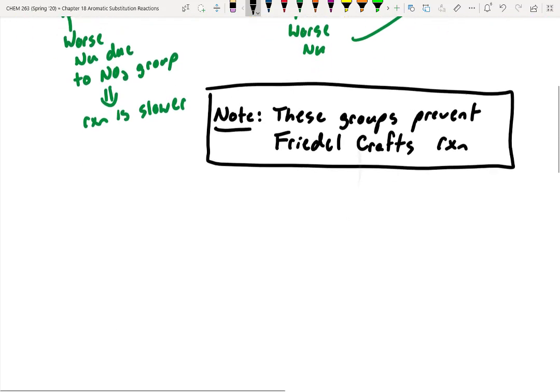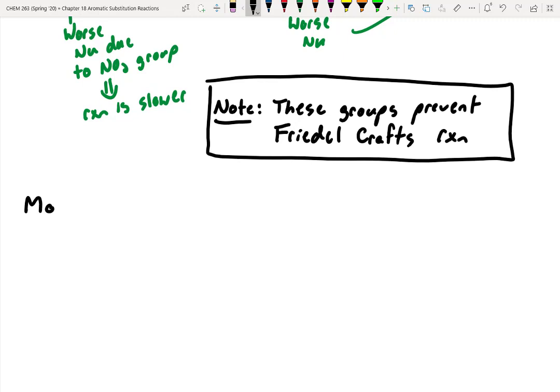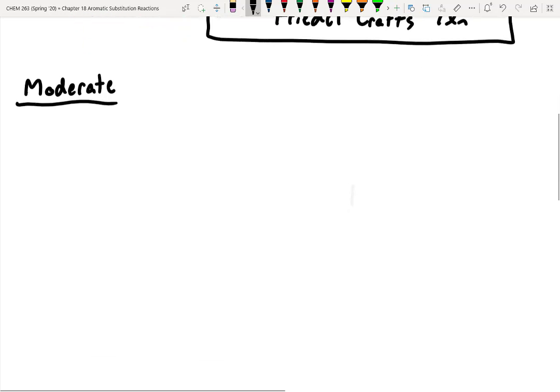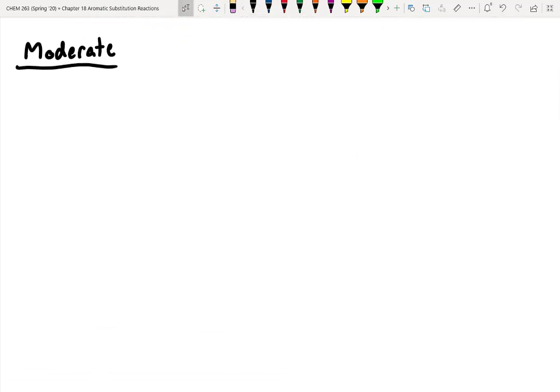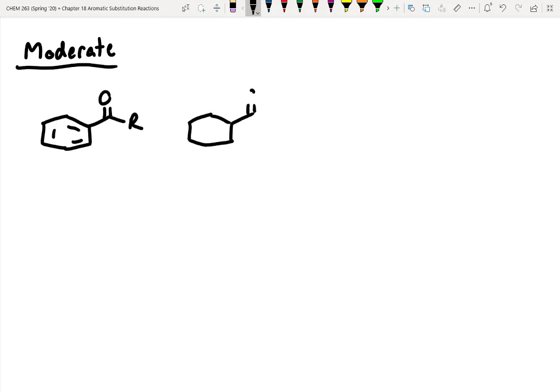All right, so now let's go look at the moderate deactivators. These ones, yeah, they're still going to be slow, but not nearly as slow as the ones we saw before. And there's a variety of moderate deactivators. They all tend to follow a similar trend, so let me first write them down. The first one we're going to look at is an aromatic ketone. It could be a methyl ketone, ethyl ketone, doesn't matter. Next one is something that has an aldehyde. So in this case, I'm drawing benzaldehyde. Next one has an ester.